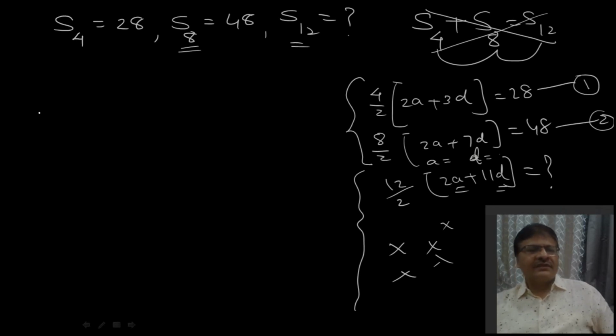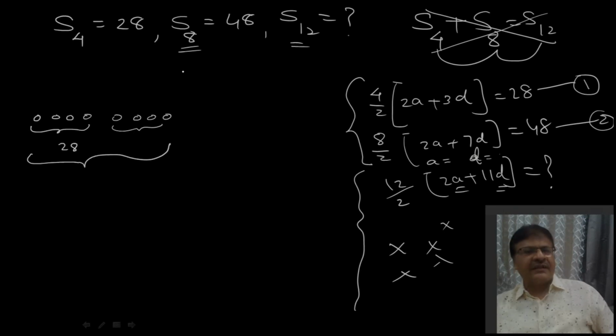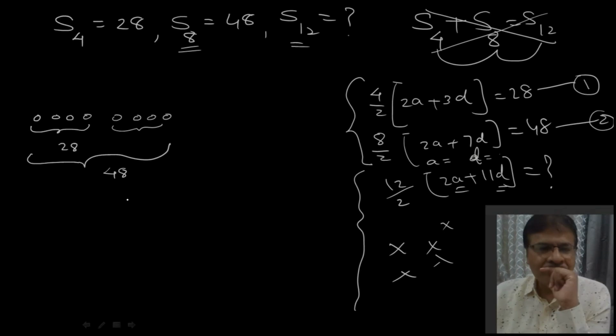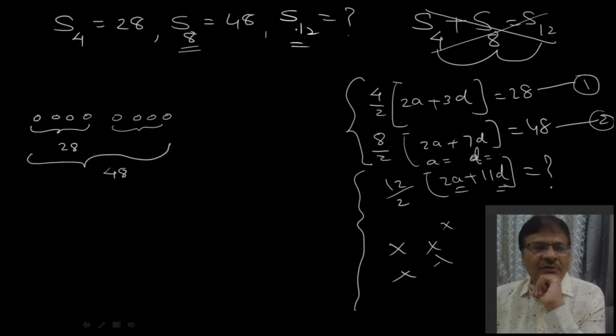Sum of 4 terms is 28. So 1, 2, 3, 4. The sum of all these 4 terms is 28, right? Sum of 8 terms is 48. If I take 4 more terms, the sum of these 4 I don't know, but I know the sum of the first 8 terms, that is 48. Is that clear? Now what I require is the sum of 12 terms. So take 4 more terms, and I need the sum of all these 12 terms.